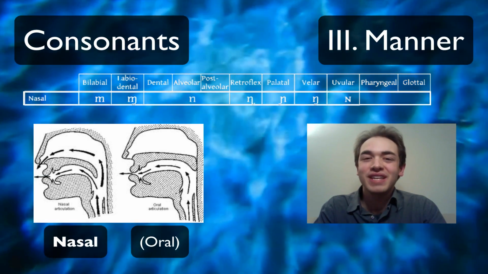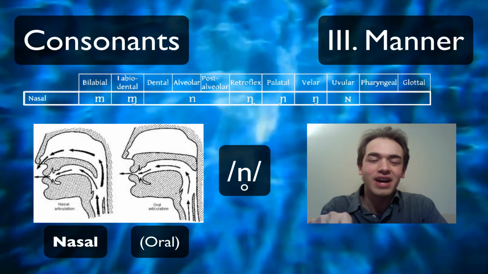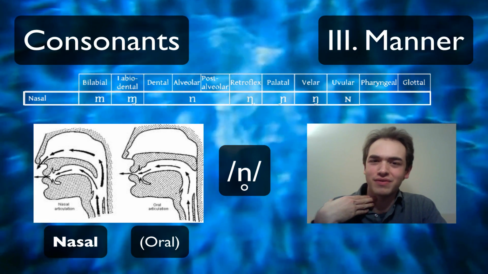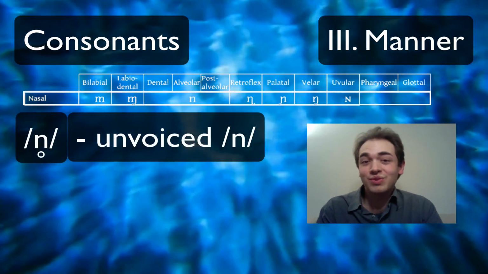This doesn't have to be the case. There is a symbol in IPA that unvoices things. It's a little circle underneath. But the problem with nasal consonants is that if your mouth is closed and you're not making any sound with your vocal cords, then all you get is air coming out your nose. But some languages do use this.